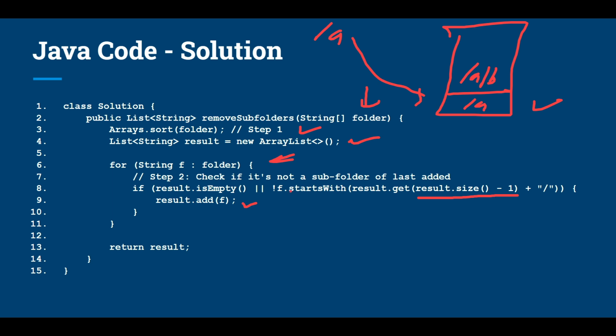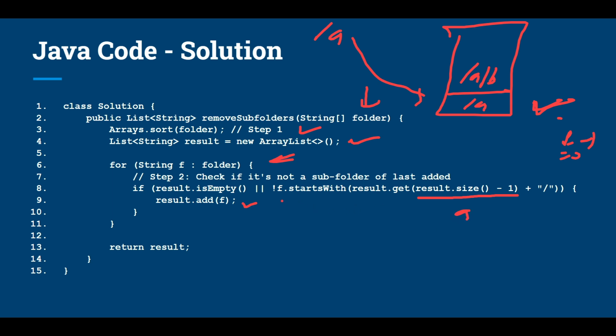That time what we need to do is f.startsWith, and then we'll check whether this starts with this or not. So you will get the last added element in the result, and the current size you can get from here, just take minus 1. So current size is 1, meaning 1 minus 1 is 0. At 0 we have a, so we'll pass that here.